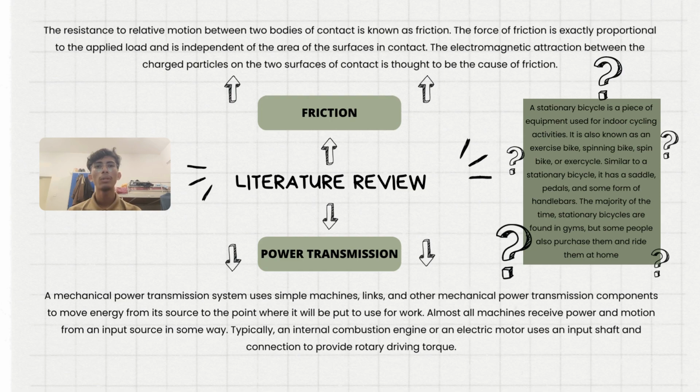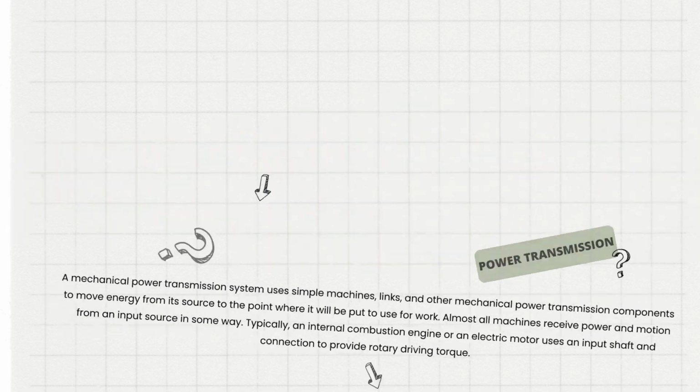A mechanical power transmission system uses simple machines, links and other mechanical power transmission components to move energy from its source to the point where it will be put to use for work. Almost all machines receive power and motion from an input source in some way. Typically, an internal combustion engine or an electric motor uses an input shaft and connection to provide rotary driving torque.